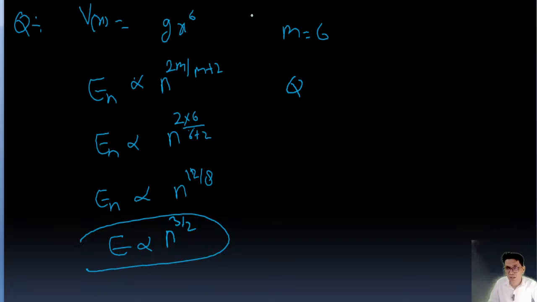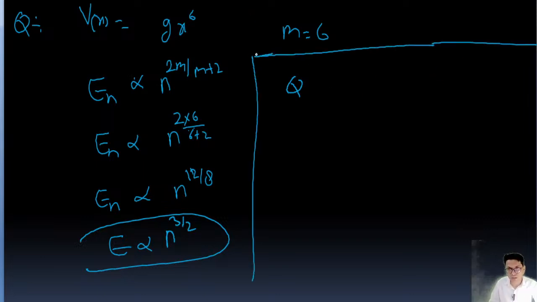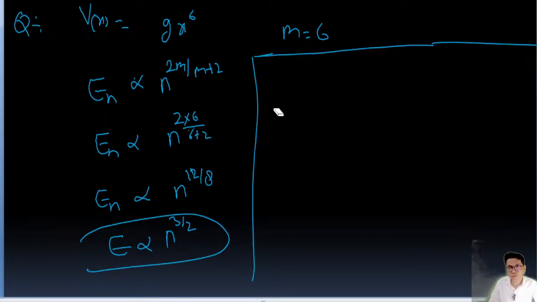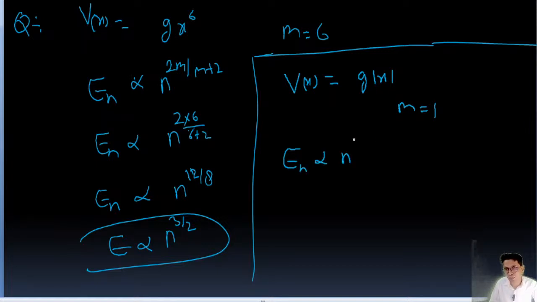Similarly, one more question here. Vx is given as gx, right? Means x to the power mod x, x to the power 1. So here m equal to 1. So En is going to be proportional to n to the power 2 into 1 upon 1 plus 2, right? So En is going to be proportional to n to the power 2 by 3.